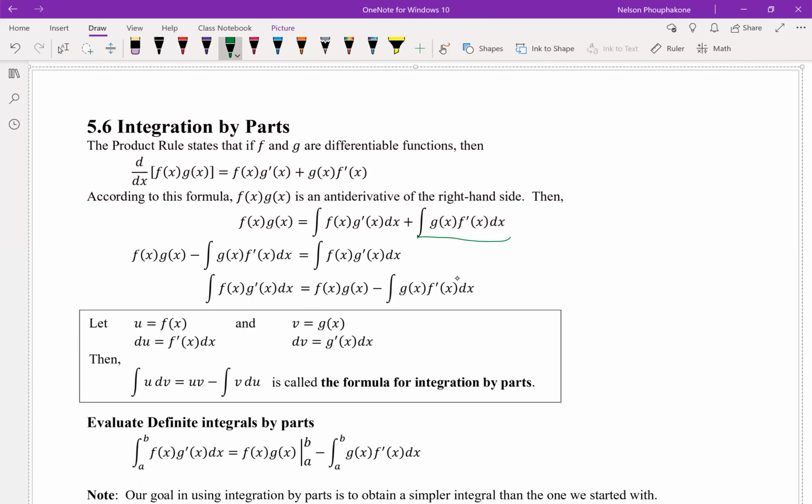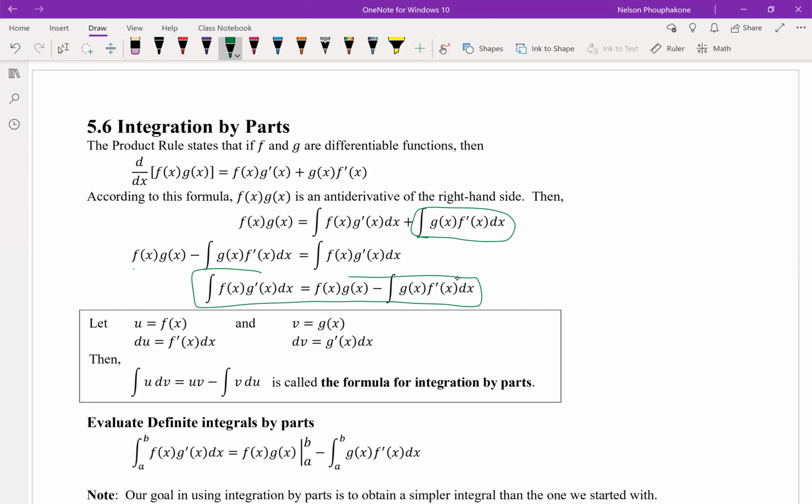Then, if we move this term to the other side of the equation, we are going to have f of x times g of x minus the integration of g of x f prime of x dx is the integration of f of x g prime of x dx. So this is the integration by parts.